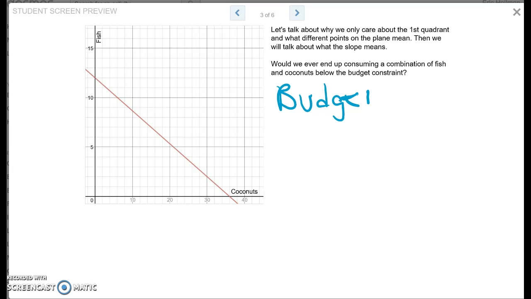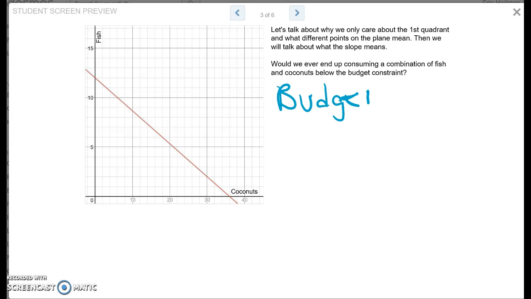So this is called a budget constraint. It shows all the different points that we can afford. So let's talk, first of all, why we only care about the first quadrant. In this course, we're not going to consider the situation where we're producing negative amounts of goods. So in a situation where the two axes are the amount of goods that you are producing, or the amount of goods you can afford, we only care about positive quantities. So we're going to be focused on the first quadrant.